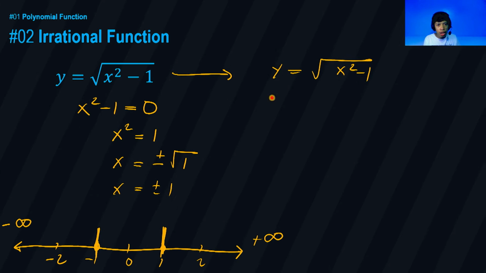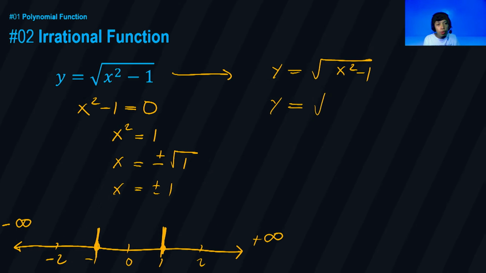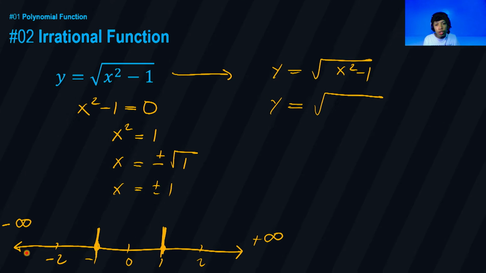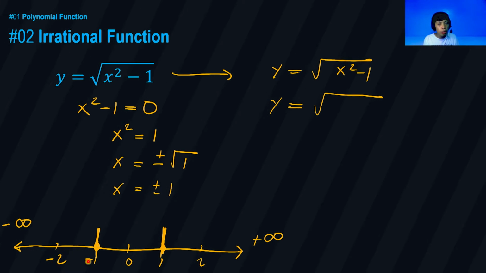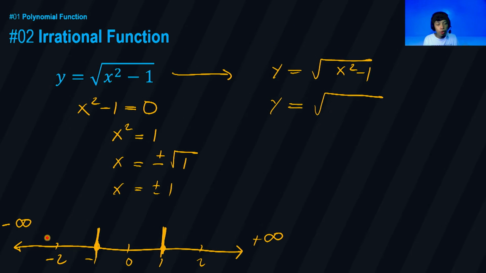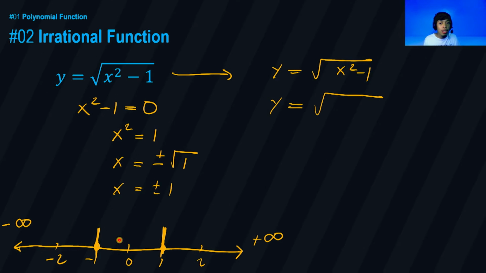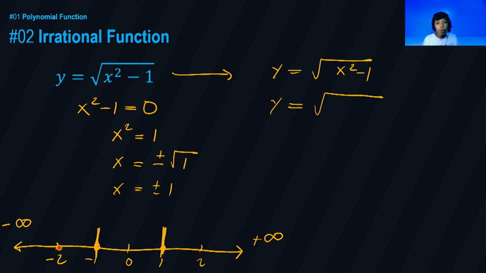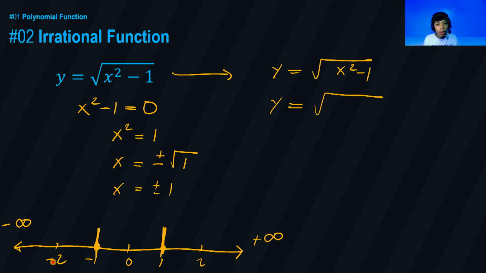So let us try. You have to try. Y is equal to, you have to pick a number on this region. Any number, just somewhere here on this region. It could be negative 2. Do not pick negative 1 because negative 1 is your boundary. It could be negative 2, negative 1 million, just somewhere on this region. Say for example we have negative 2.